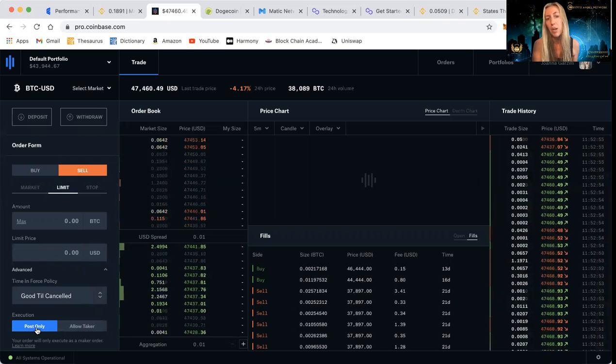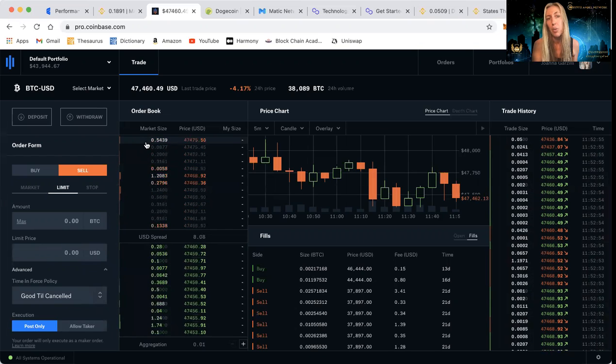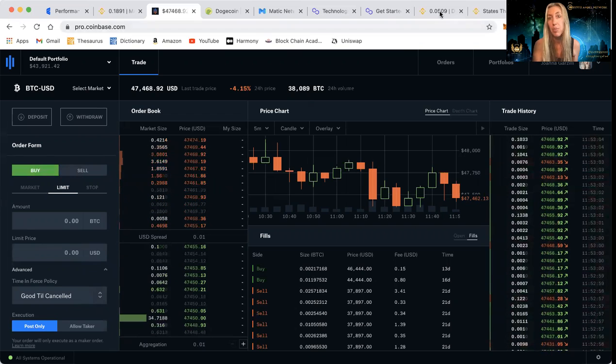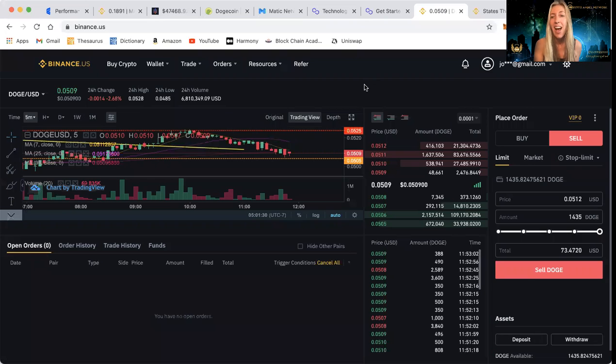I always go with post only because I want to make sure that I'm paying lower fees. I want to come off a sell because I definitely don't want to sell my Bitcoin. I'm not selling that. So here we are back in Doge. And this is what I would make. It's 5.09 right now, so it's going up a little bit.